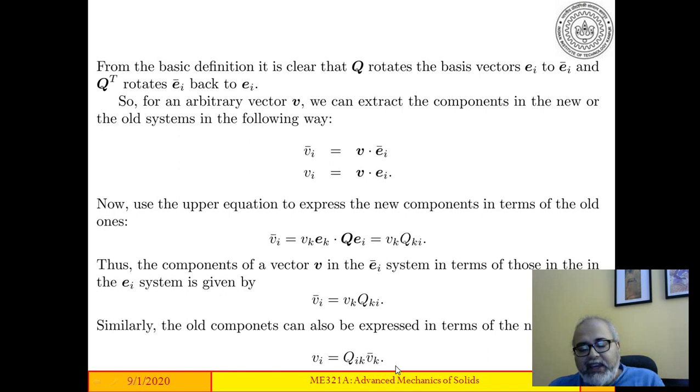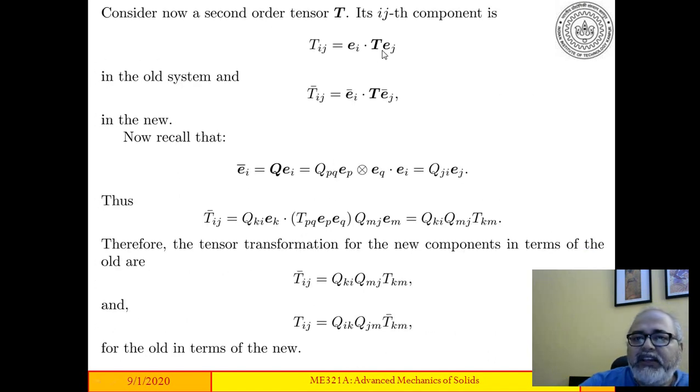And the way I get the components of a second order tensor is exactly analogous. What we start with is the fact that the ijth component of a second order tensor T is extracted by pre-multiplying by Ei and post-multiplying by Ej. Similarly, in the new system, Tij bar are the new components of the tensor, and I pre-multiply by Ei bar, post-multiply by Ej bar. Now I want a relationship between the new components and the old components. So recall that Ei bar is Q times Ei.